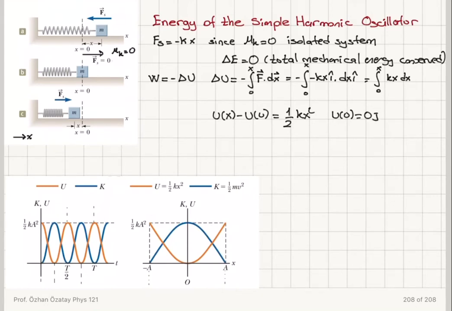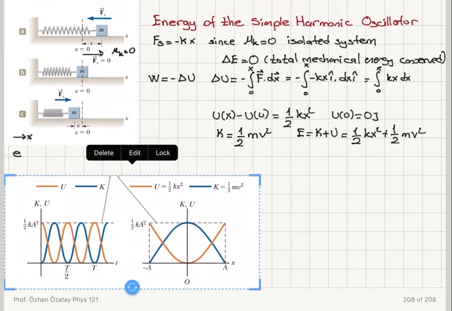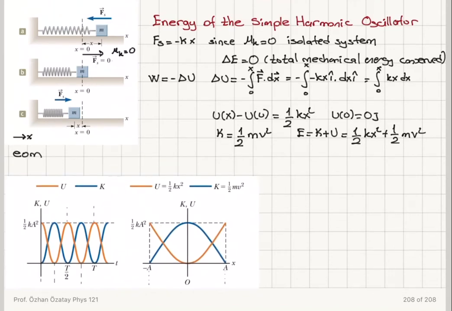And similarly, because the potential energy is 0 at x equals 0, kinetic energy 0 joules, the kinetic energy component is also present. It's equal to 1 over 2 mv squared. So if I write the total mechanical energy of the system, it's kinetic plus potential. It is 1 over 2 kx squared plus 1 over 2 mv squared. Potential energy plus kinetic energy.